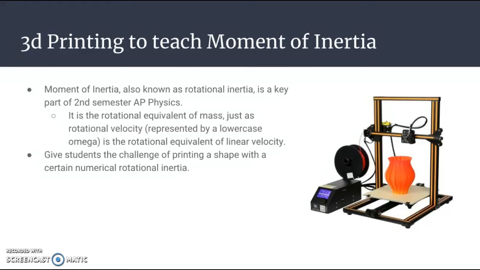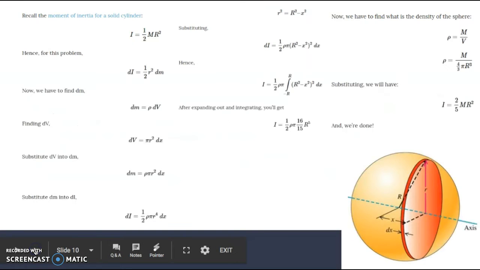It is the rotational equivalent of mass, just as rotational velocity, which is represented by a lowercase omega, is the rotational equivalent of linear velocity. My lab is to give students a challenge of printing a shape with a certain numerical rotational inertia. Students can derive the formula for a shape of their choice. Here's an example of what that would look like with a uniform solid sphere.